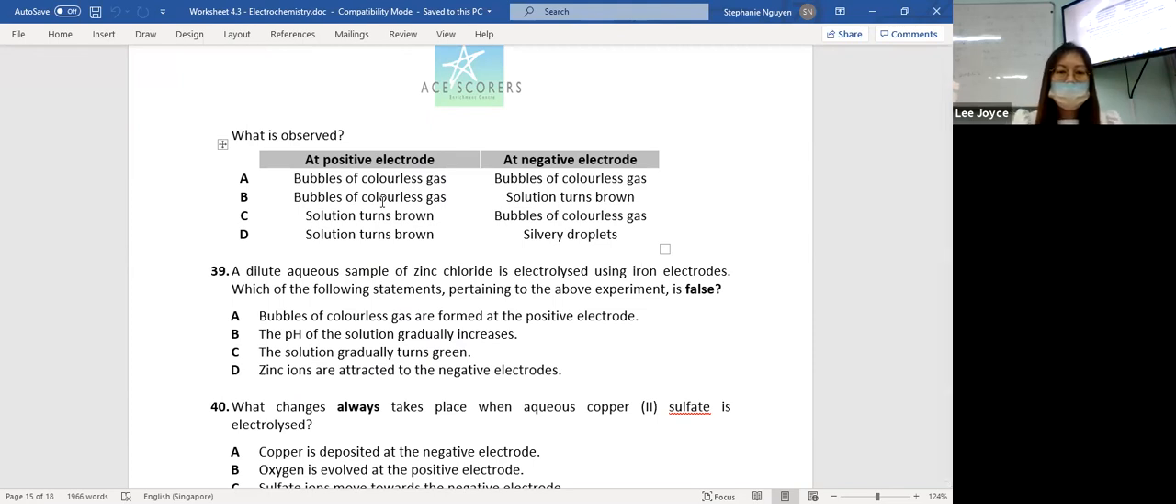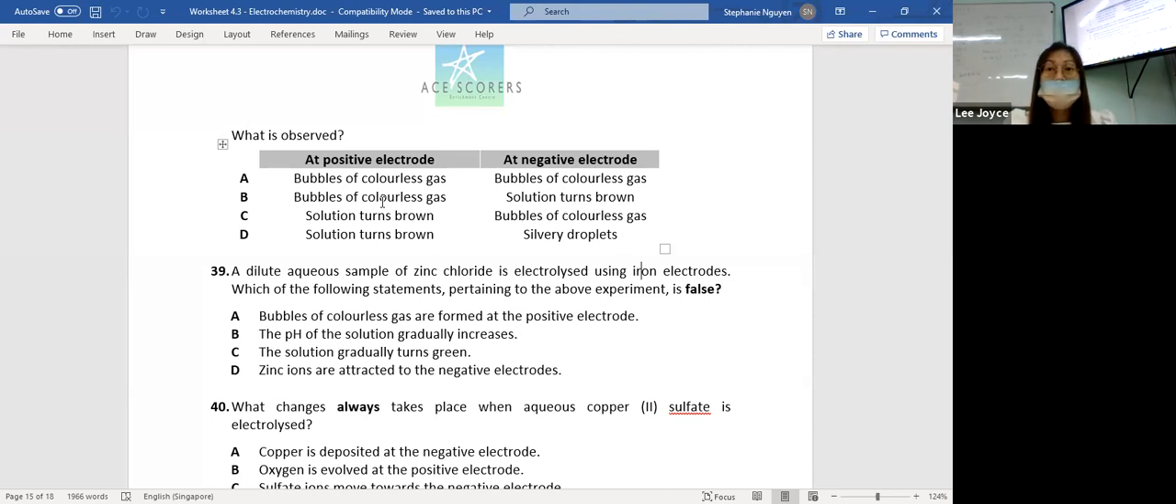So which is false? Obviously A, because the positive electrode should be oxidized. And then you will get a green solution because of the formation of the Fe2+ ion. So that's why C is correct. Then what about the pH of the solution? Why would it increase? Because we have removed the H+ ion. So what's left will be the hydroxide ion, causing the resultant electrolyte to become more and more alkaline.